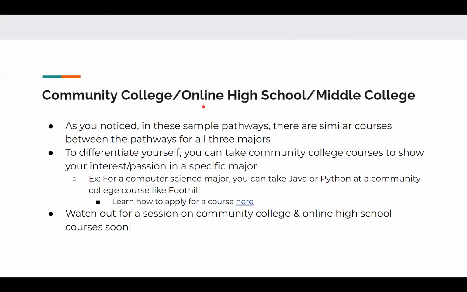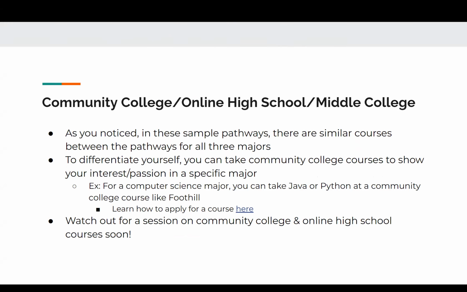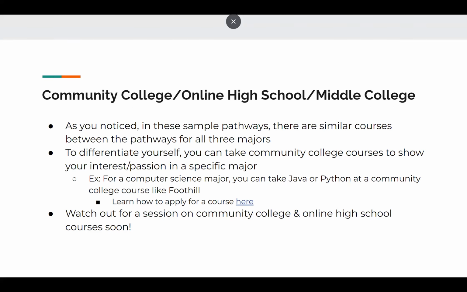Okay, yeah. And then there's also a couple of other options that you can do outside of just the normal high school courses. As you might have noticed in the sample pathways, there are similar courses between pathways for all three majors. So to differentiate yourself even more, you can take courses at the community colleges local to you. I believe local to Fremont, there's Ohlone, De Anza, and other community colleges as well, where you can take courses to show your interest and passion in your specific major. So for example, if you're interested in computer science, you can take a Java or Python course at a community college like Foothill.